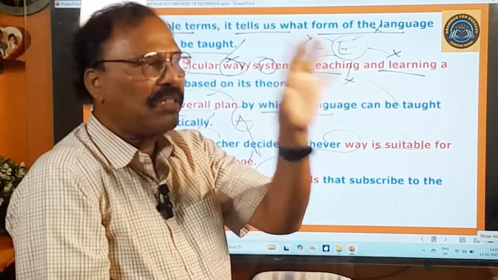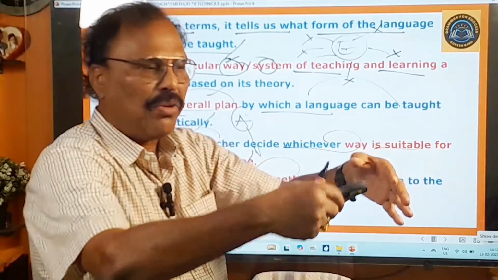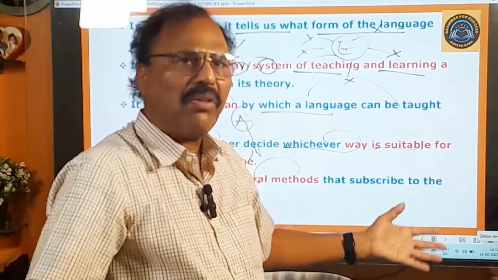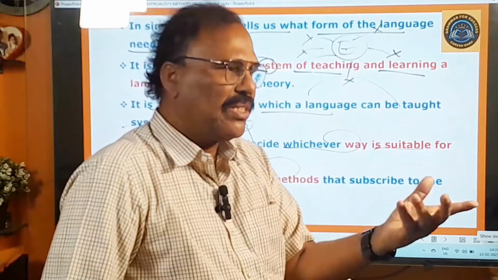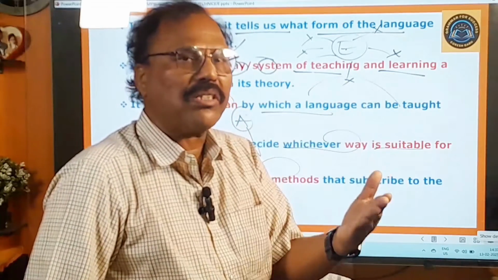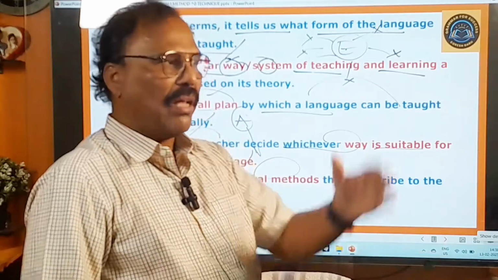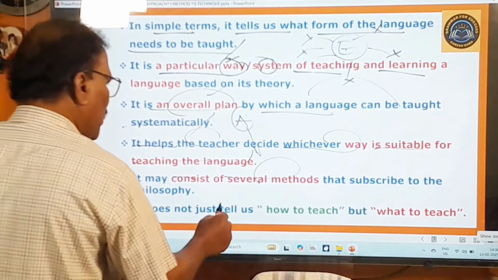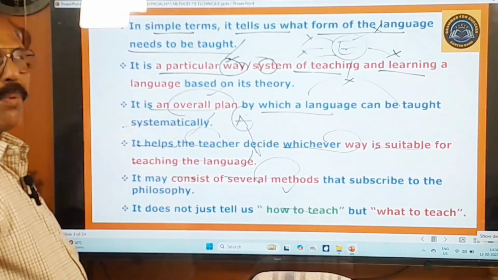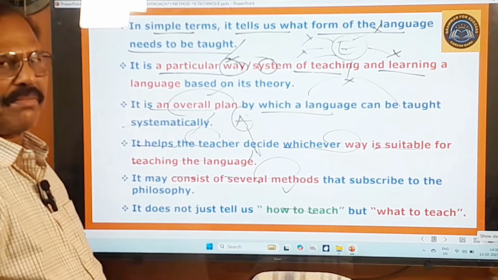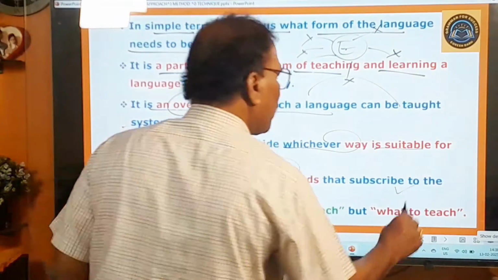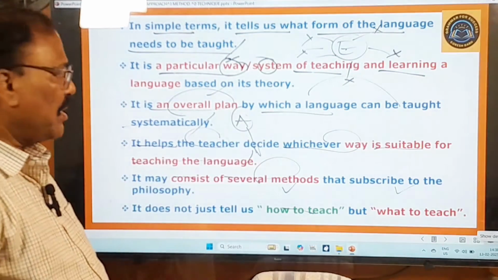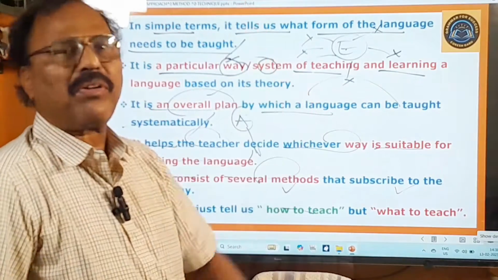And in order to teach that language, again some methods are also there. You can follow this X method, you can follow Y method, Z method, P method, Q method. You can follow any one of these methods and teach that language. The ultimate goal is what? Teaching that language to the students or learning that language, whatever it is, right? And here you pay attention. Approach doesn't just tell us how to teach. It tells us what to teach. It is not enough to learn how to teach, but what to teach. What to teach is very important.